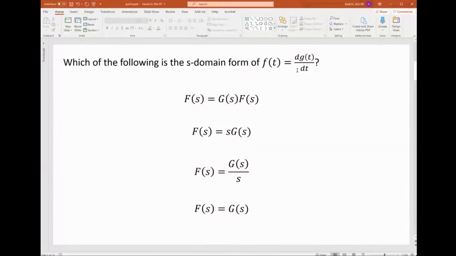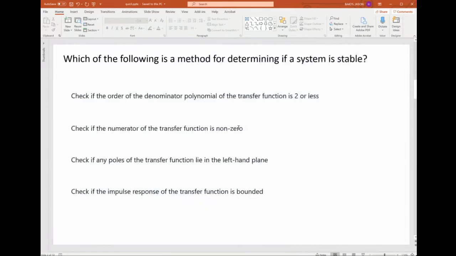If it had been an integral of g of t, then the answer would have been G of s over s. So the answer there is the second one, s G of s.